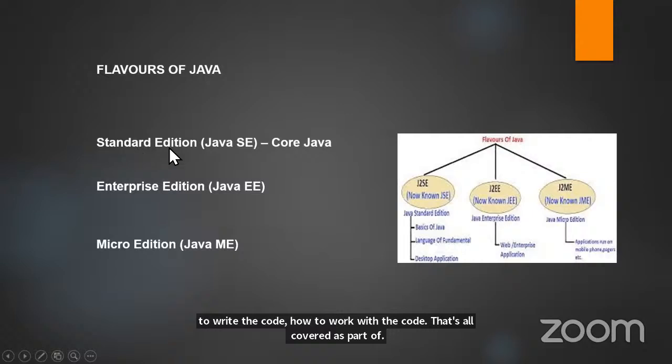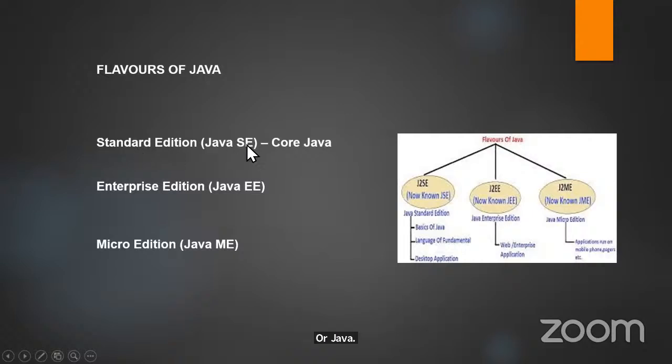Or we also call it Standard Edition, Java SE. Once you learn this, you can go ahead and learn more. This is not sufficient. It is like a plain cake. It will not taste so good. But if you want to go for a cream cake, then Java EE, or Enterprise Edition, is a good add-on to have.